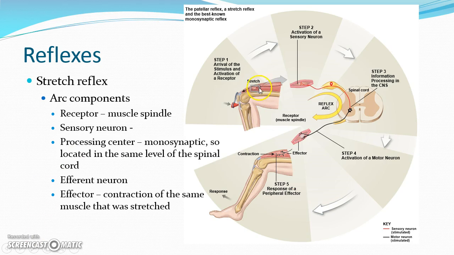So we have the muscle spindle, the receptor, the sensory neuron, here's the information processing, directly to a motor neuron, and then the effector is again the muscle of the quadriceps, and that will cause contraction of the quadriceps and extension of the knee.